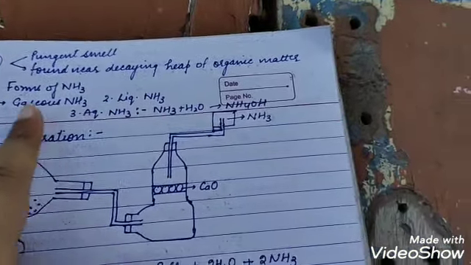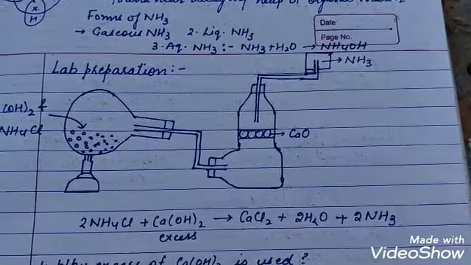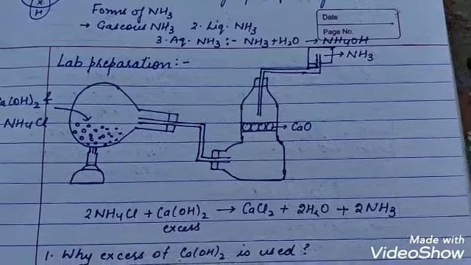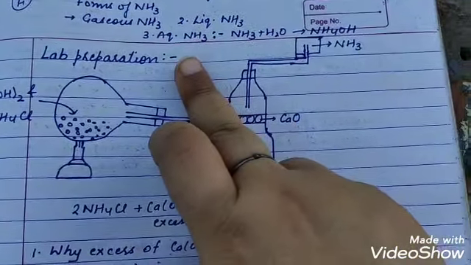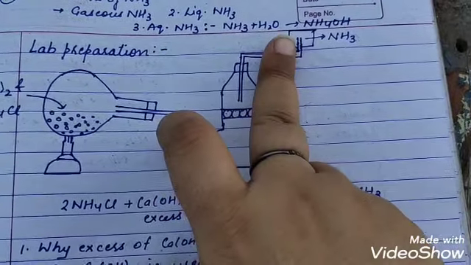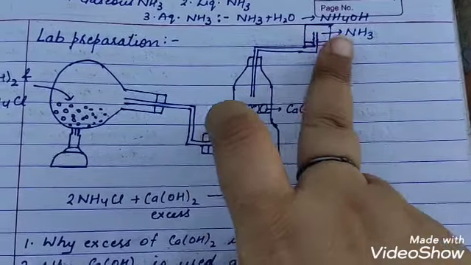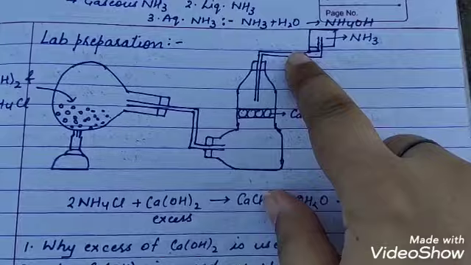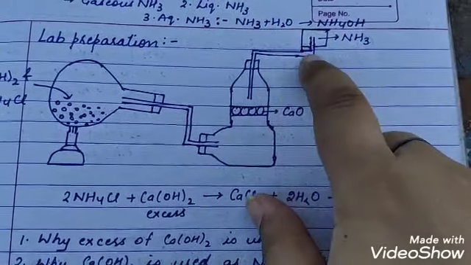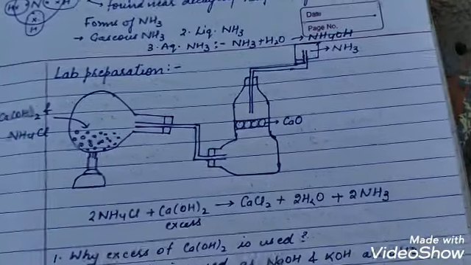Now, forms of ammonia. There are many forms of ammonia, like gaseous ammonia. Gaseous ammonia means only ammonia which is present in gas form. Liquid ammonia means you have liquefied it. Aqueous ammonia means ammonia is dissolved in water. Always remember, whenever ammonia is dissolved in water, it forms NH4OH. Its formula changes to NH4OH, that is ammonium hydroxide.